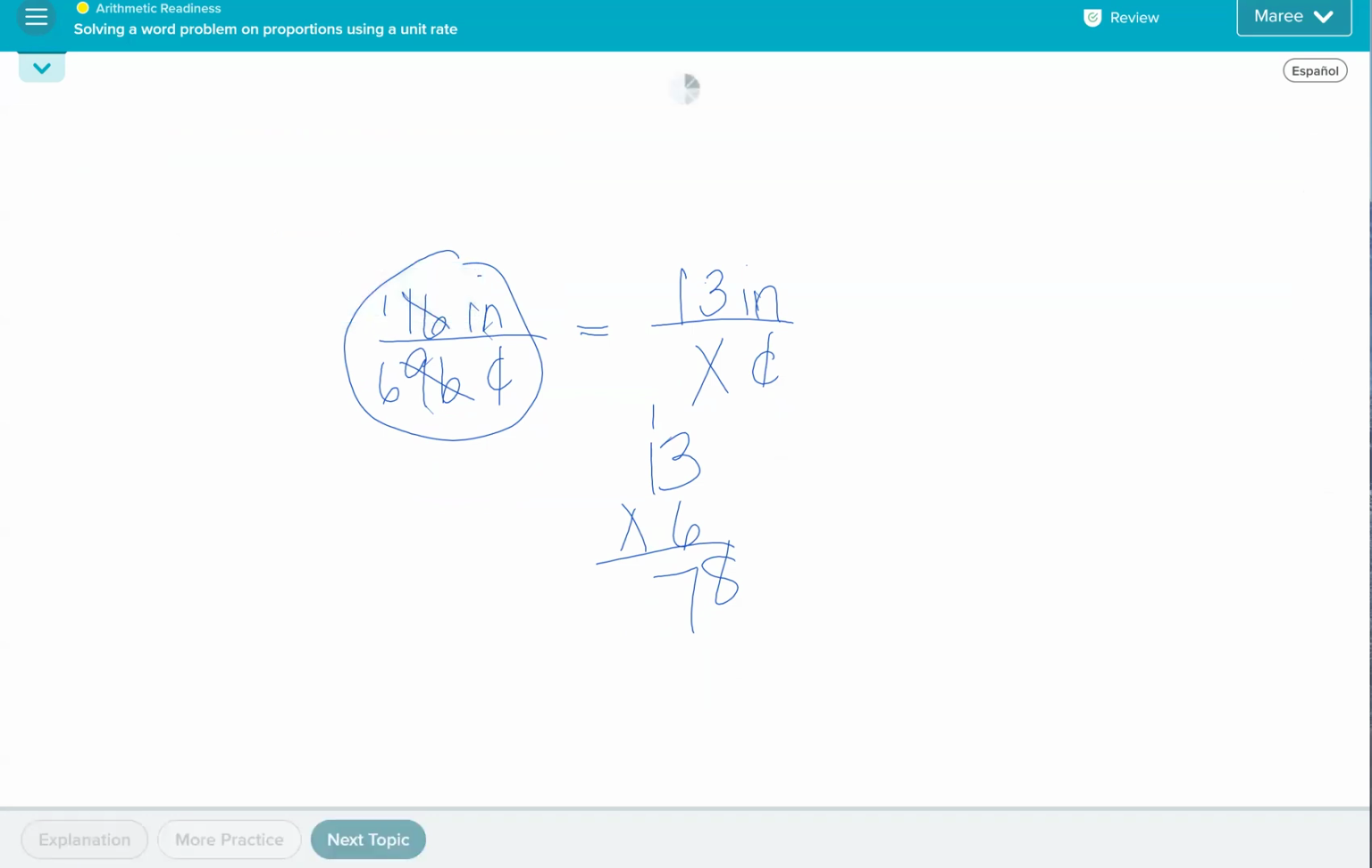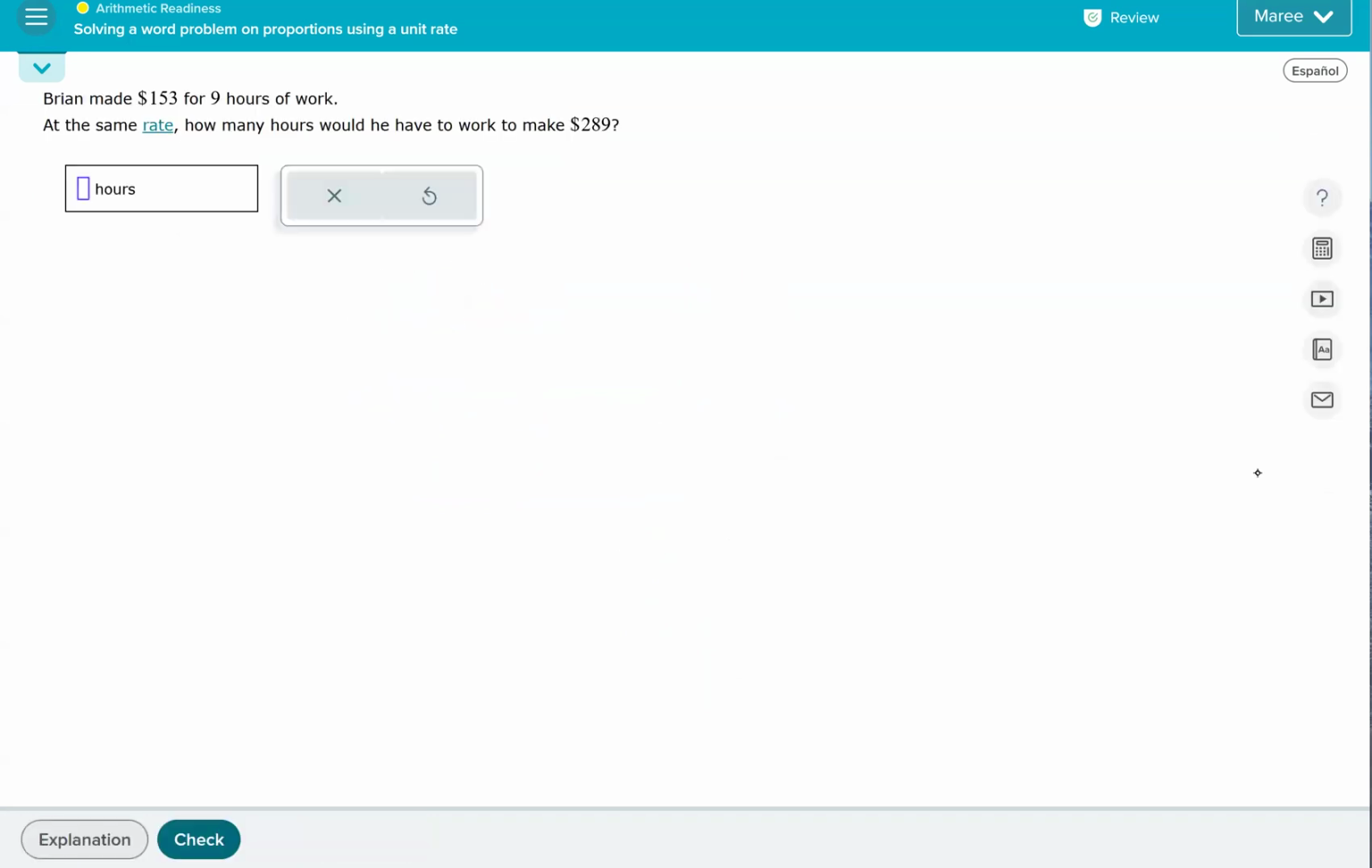All right, let's do another one. We have $153 for 9 hours of work. I bet 9 goes into 153. If we add 1 plus 5 is 6, plus 3 is 9, so it does. 153 is divisible by 9, which gives 17. So it is $17 for every hour.